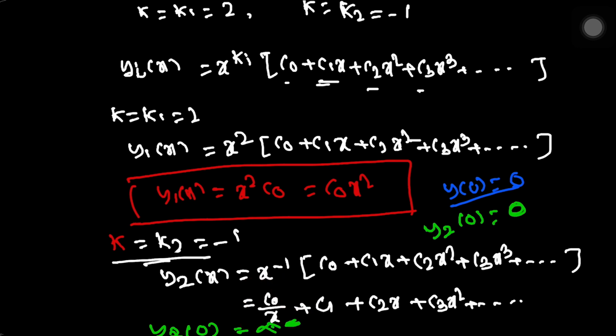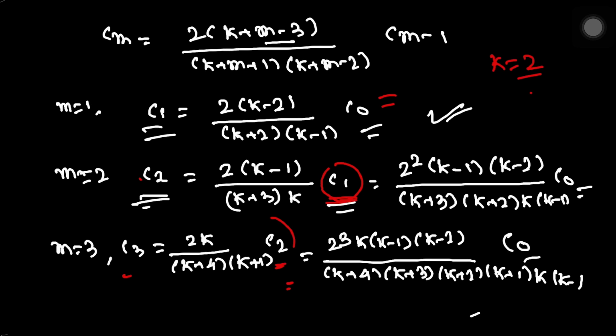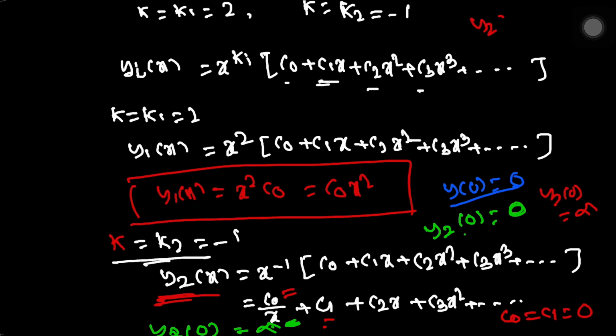So y2(0) becomes infinite. So for this, the c0 term should be 0, and the c1 term should also be 0, because then y2(0) will be 0. So c0 and c1 should be 0. Now if c0 equal to 0, c1 is also 0, and c1 equal to 0 gives c2 equal to 0, c3 equal to 0, so all terms will vanish. So y2(x) basically becomes 0. So only the y1(x) solution is there. So the general solution y(x) can be written as a y1(x) plus b y2(x), where a and b are arbitrary constants.